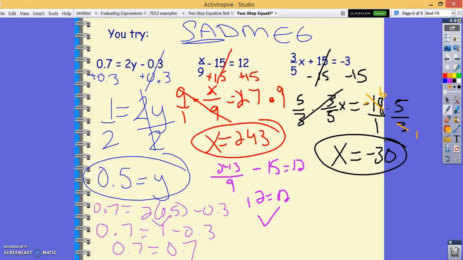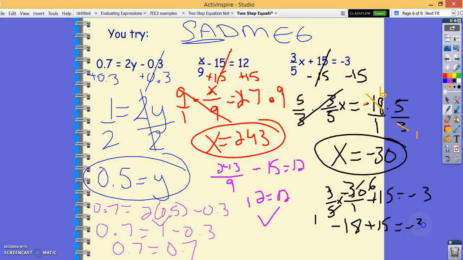Okay, if you plug that back in, it will work. 3/5 times negative 30 over 1 plus 15 will equal negative 3. These would cancel off, and it would say negative 18 plus 15 equals negative 3, and we do know that that is true. Okay, next slide.